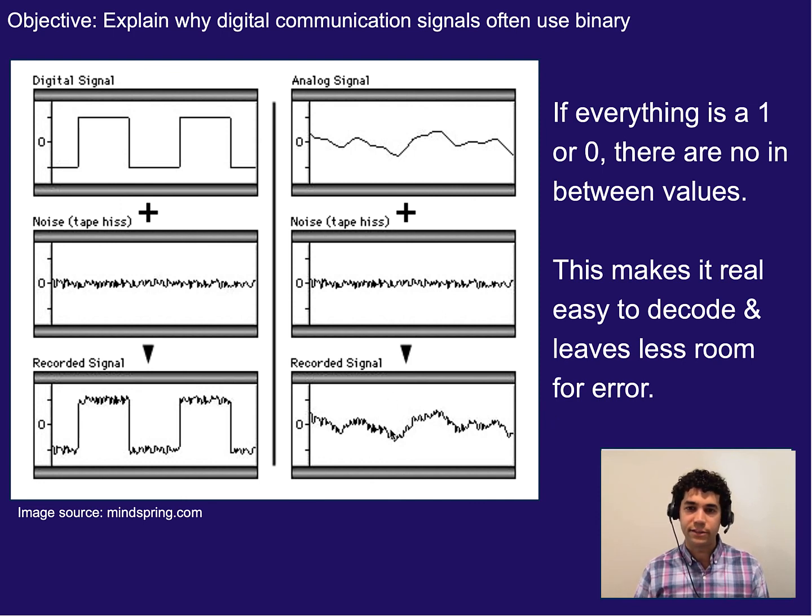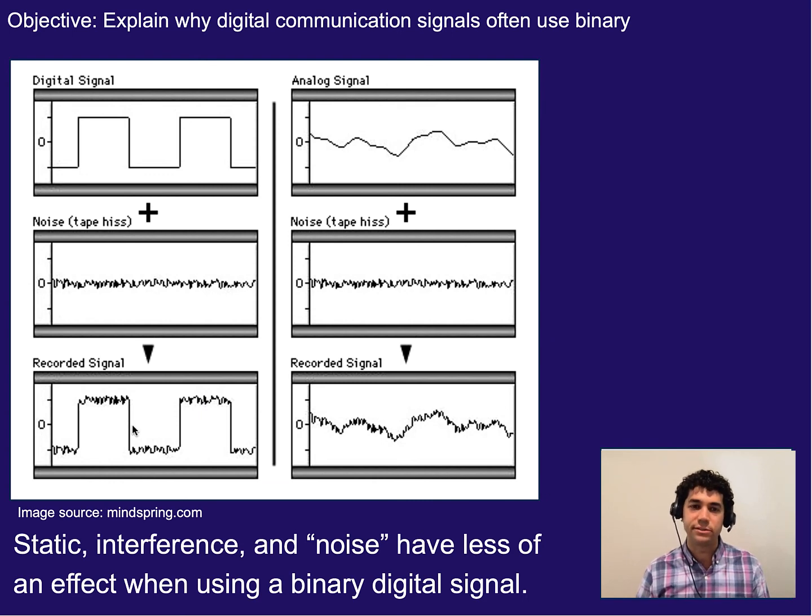So here, if we're looking at this recorded signal, the static or tape hiss in this case is added onto the original signal, and we don't know what part is static and what part is the original signal. We can't separate it out. But if we're looking at this digital signal, we can see that as the static or tape hiss is added to our signal, we still get a general sense of, oh, this is all 0 down here, this is all 1 up here, or low and high. And so you can subtract out that interference.